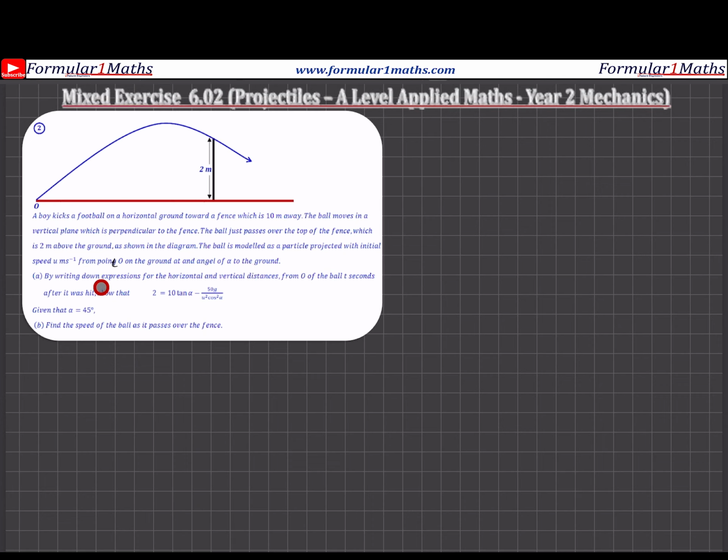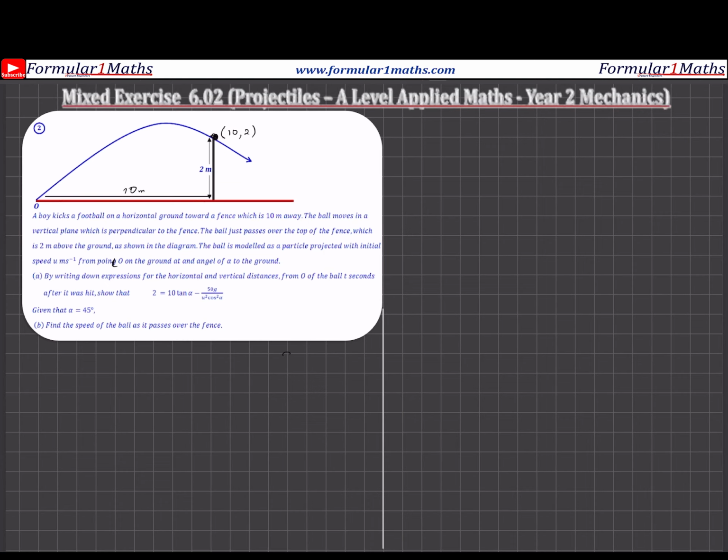A. By writing down expressions for the horizontal and the vertical distances from O of the ball t seconds after it was hit, show that 2 is equal to 10 tan alpha minus 50g over u squared cos squared alpha. For B, given that alpha is equal to 45, find the speed of the ball as it passes over the fence. So I'm going to use vectors again in this question.